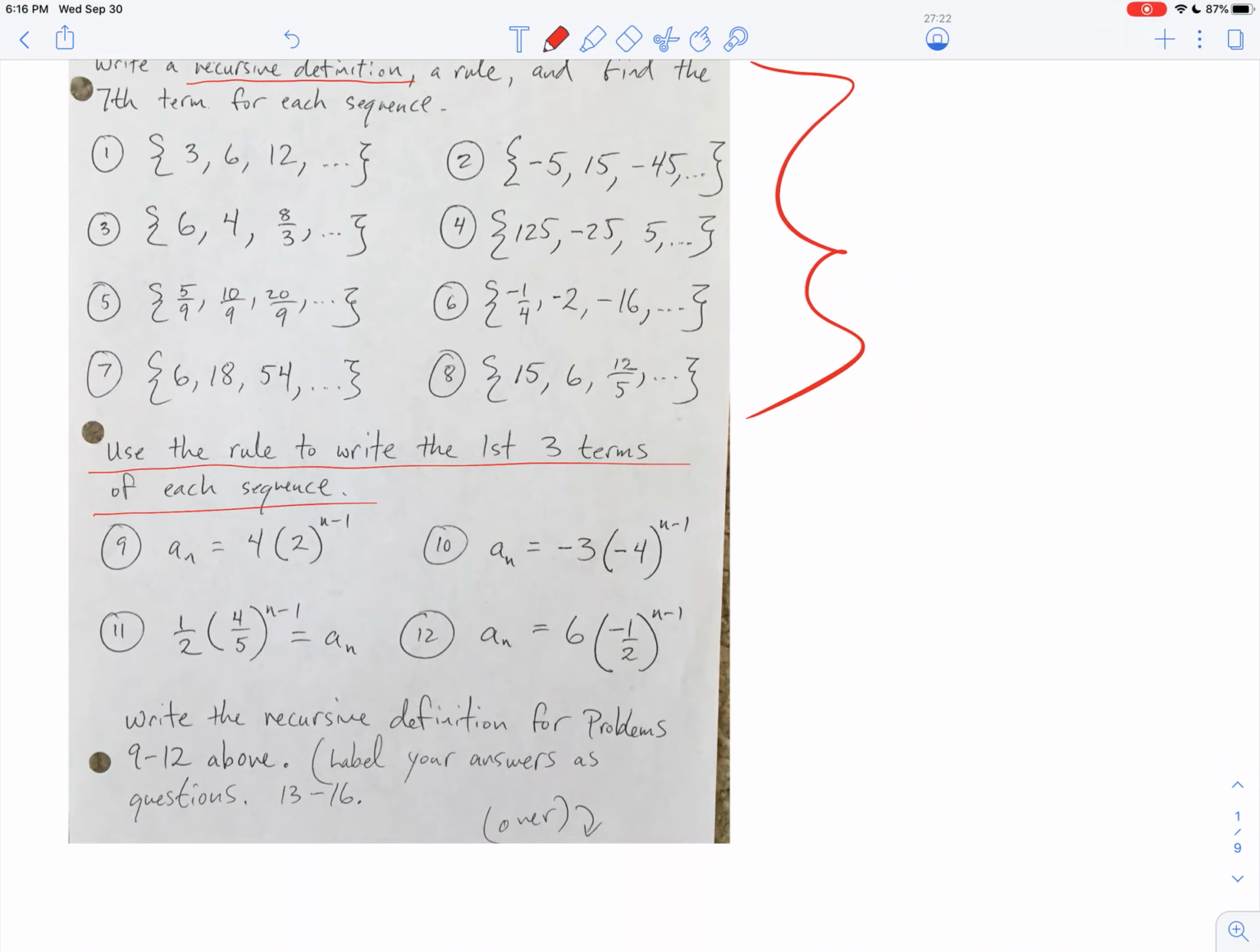Okay, and then here's the part I don't want you to get confused on. Right here where it says write the recursive definition for the problems 9 through 12 above. So 9, 10, 11, 12, I want you to call the answers to 13, 14, 15, and 16 here. You're going to see those are recursive definitions. Those ones I wrote. I wrote some of them.